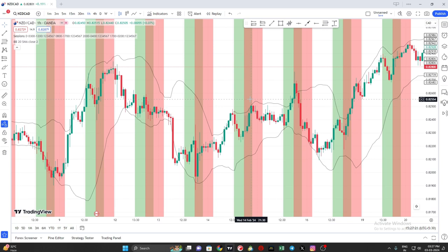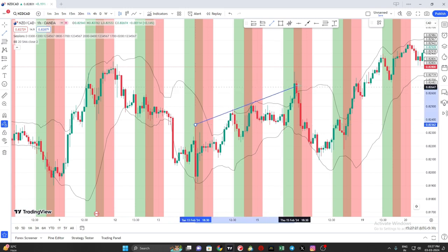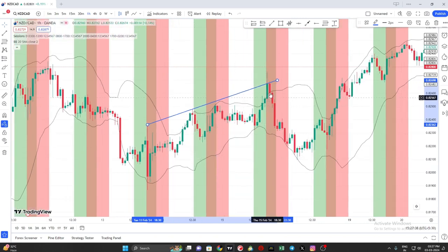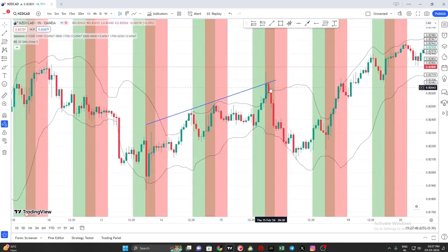So here in NZD CAD, you can see very clearly that we have a very good resistance trend line growing from here to here. So you can see that we have the first touch, we have the second touch, and here is the third touch. So at the third touch, what we got is a very good red candle, and it is inside the London to New York session, and it's also touching the upper Bollinger Band. So all our conditions are met.